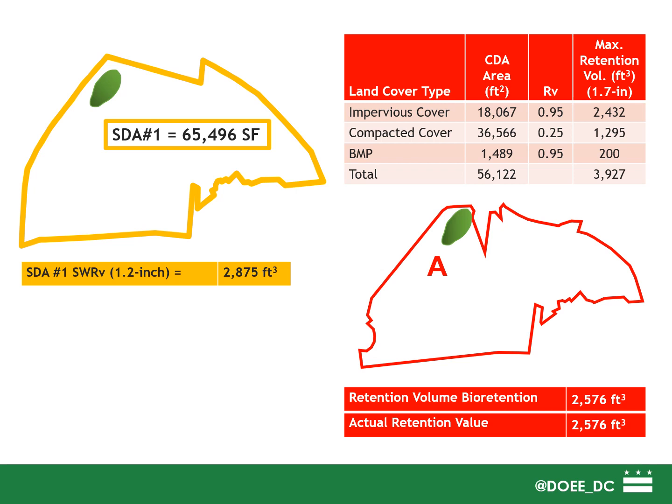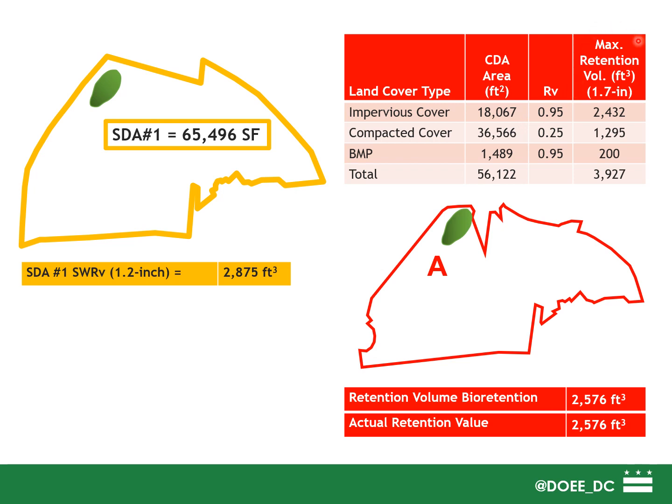One, how much runoff is contributed to the bioretention from the CDA, and how much runoff the bioretention can actually store, how much it can retain based on the sizing of that bioretention. So let's look first at how much runoff gets to the bioretention based on its CDA. So that's what we've done up here in this table. You can see for each cover type within the CDA, we've listed the area. So the CDA constitutes 56,122 square feet in 3 different categories.